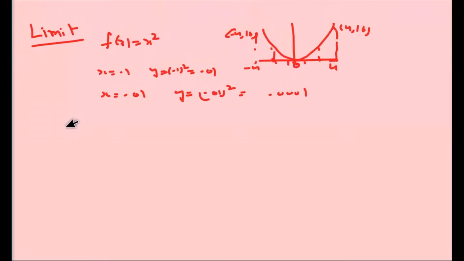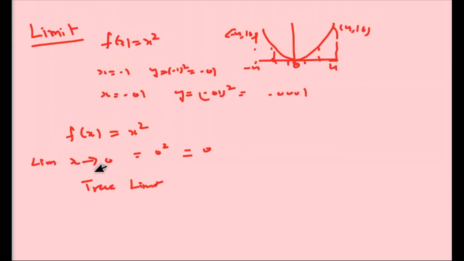So students, according to the graph, if we can find the value of this function as x tends towards 0, we can calculate it directly by putting in 0, which gives 0. So this is known as the true limit. This arrow tells the limit as x tends towards 0. This arrow reads as tends towards.